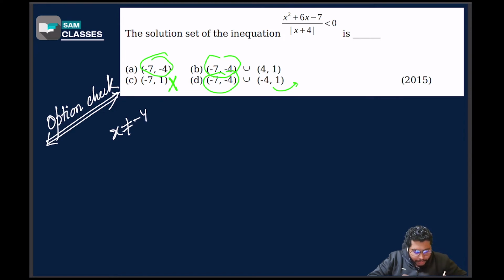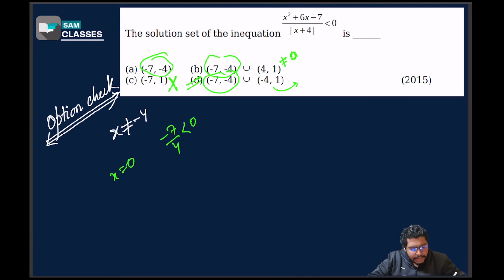Now if I put the value 0, putting x equal to 0, I'm getting minus 7 by 4. Is minus 7 by 4 less than 0? Definitely. So here, this doesn't include 0, but the D option is including 0. So directly we can say the answer is D option. Done.